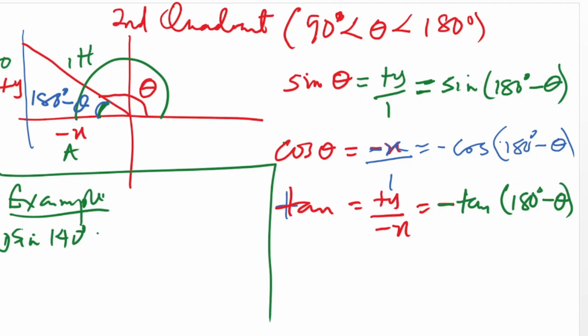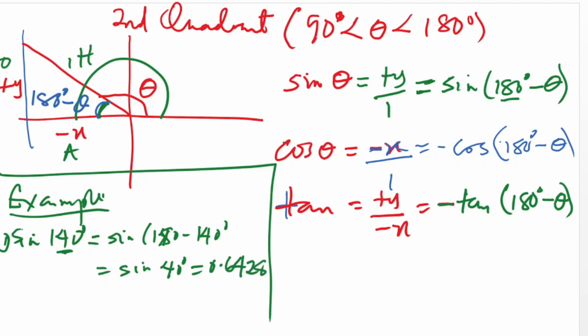Because sine is positive in the second quadrant, sine 140 degrees is sine of 180 degrees minus theta, which is 140, so 180 minus 140 degrees. This will give us sine 40 degrees, which is 0.6428. We check on your calculator or four-figure table. And if you press sine 140 degrees on your calculator, you are still going to get the same thing. I hope you are with me.